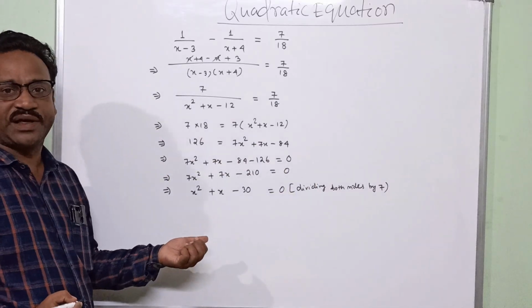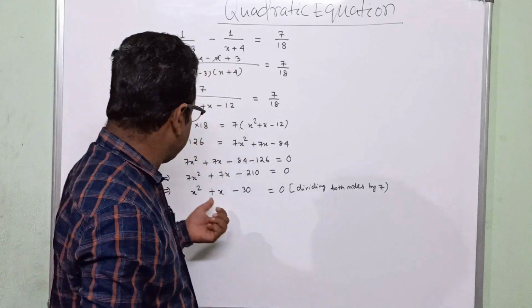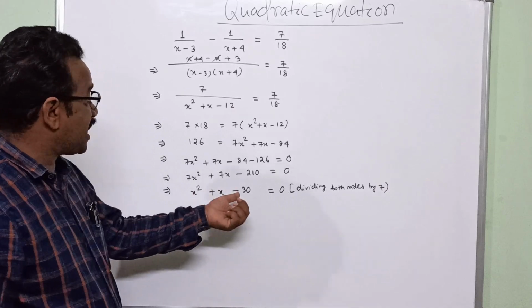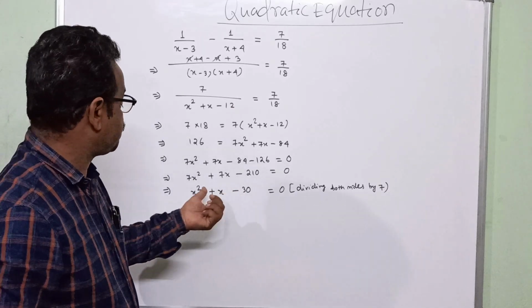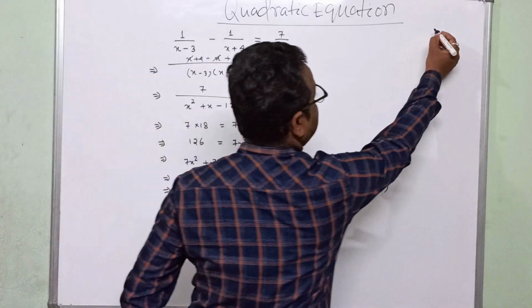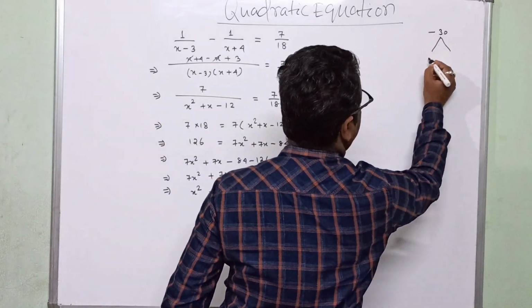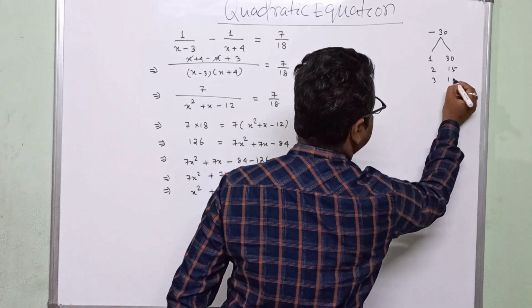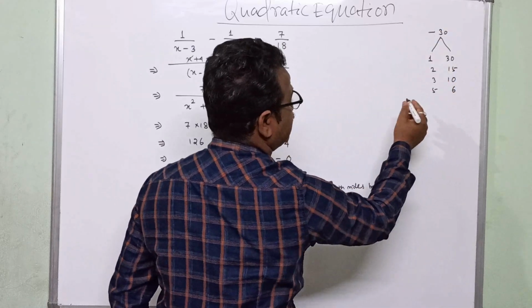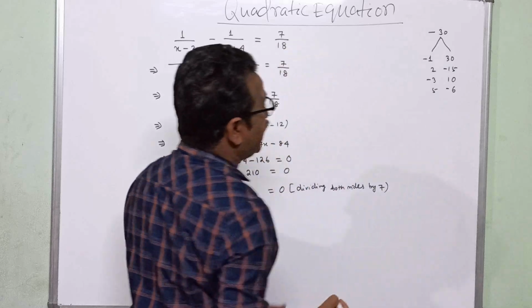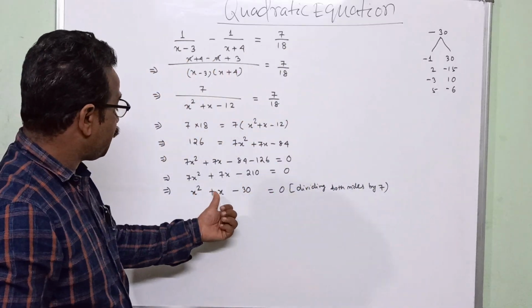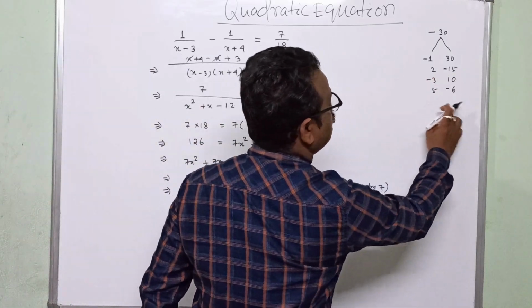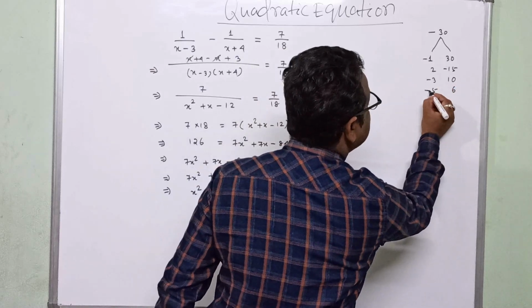Now it is in the form of x² + bx + c. Now we have to factorize it by middle term factorization. The first term into the last term is −30, so 1 into −30. We split −30. So the factors are 1, 30; 2, 15; 3, 10; 5, 6. Anyone will be minus. But we require +x, meaning +1. Where is there a difference of 1? Yes, here there is a difference of 1. So this will be plus and this will be minus.